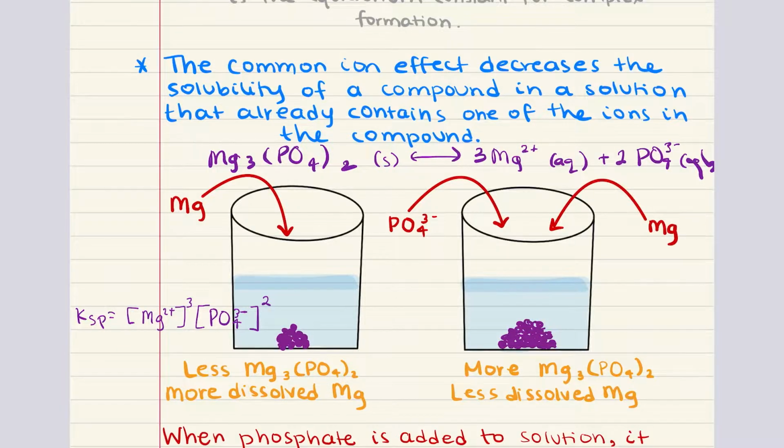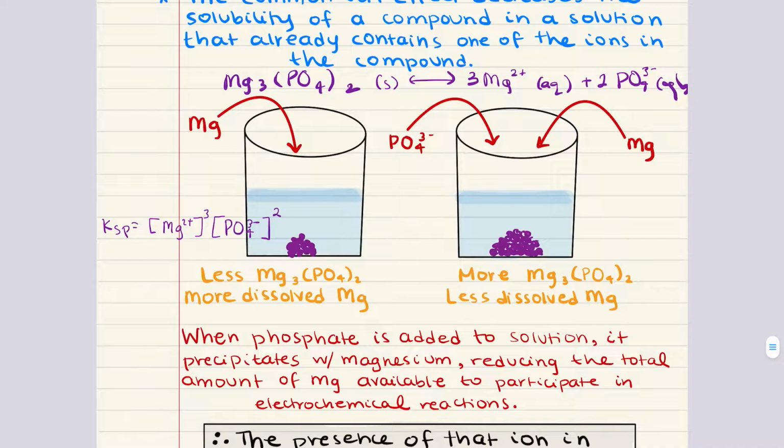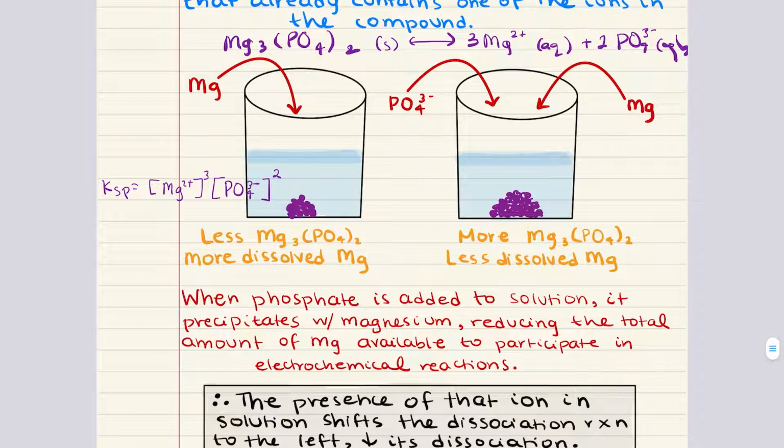If we now add a solution that contains one of these ions already present, such as magnesium chloride, then the concentration of magnesium ions in the solution increases. And according to Le Chatelier's principle, the system will try to counteract this change by shifting the equilibrium to the left, favoring the formation of solid magnesium phosphate. Now, this results in the precipitation of more magnesium phosphate and a decrease in the solubility of magnesium phosphate in the solution.